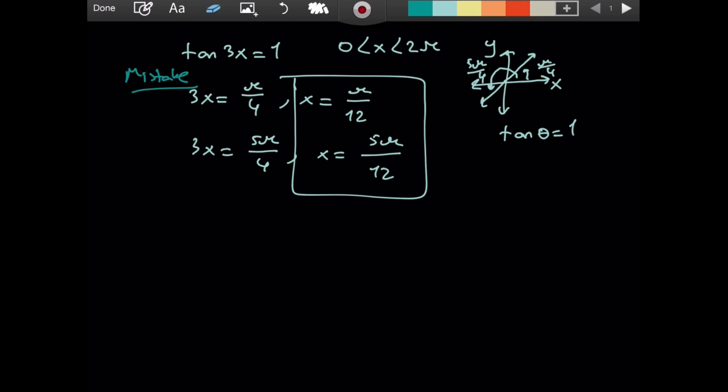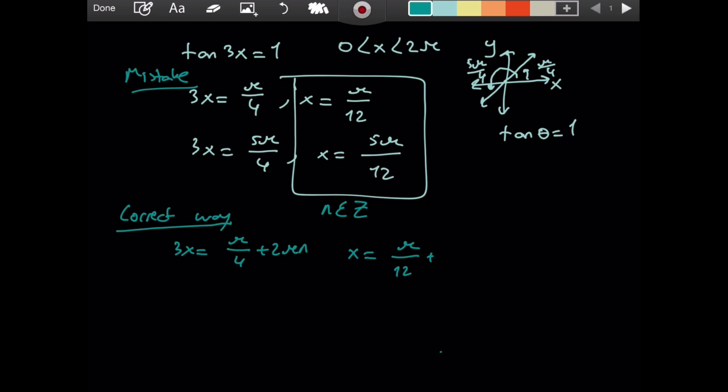And now comes the correct way. We want to say that 3x is equal to pi over 4 plus 2 pi n, where n is an element of the integers. Because if you have this point and if you revolve around by 2 pi, you will end up at the same point. So now if we solve for x, we get that it is equal to pi over 12 plus 2 over 3 pi n.